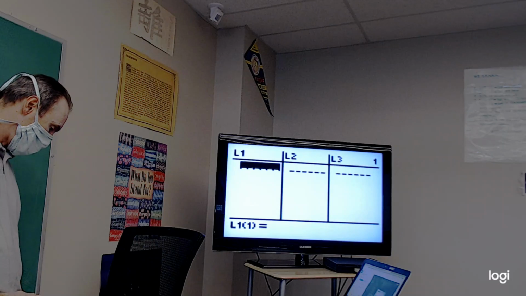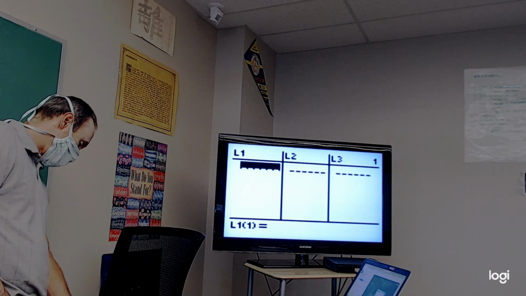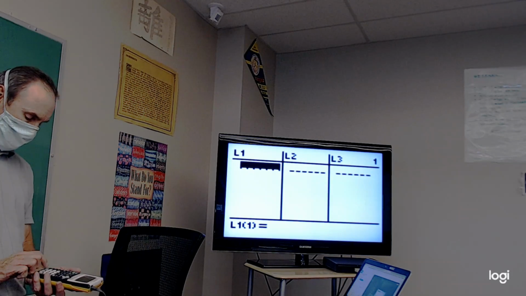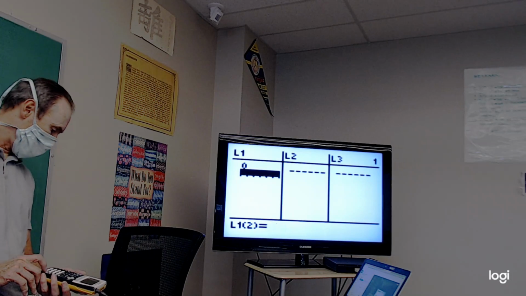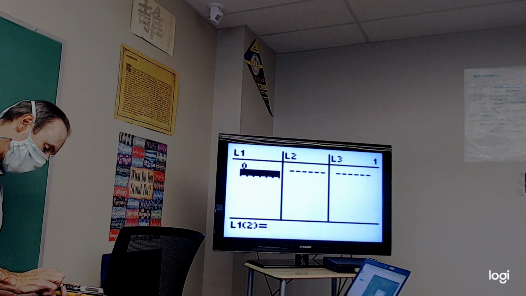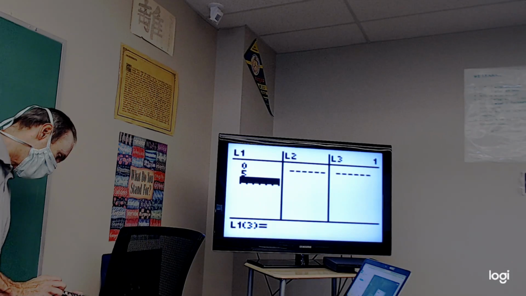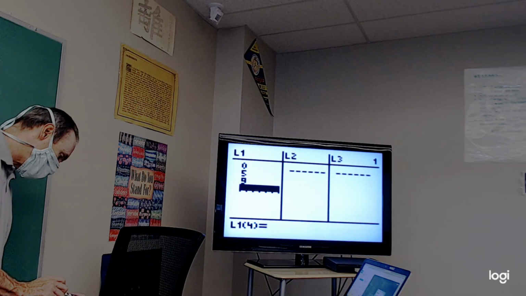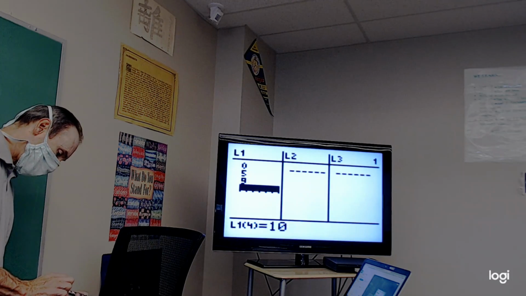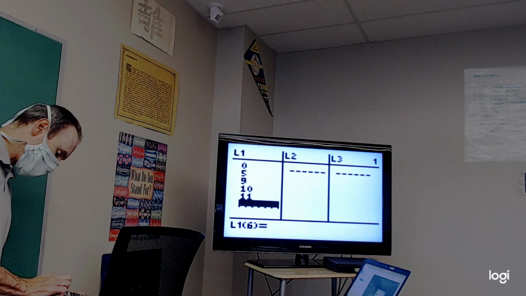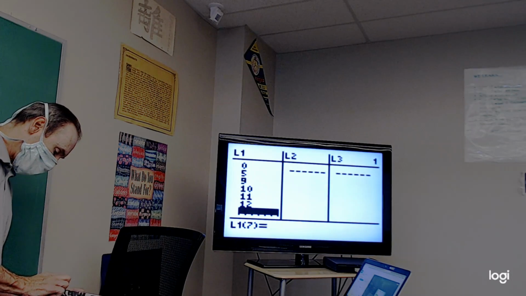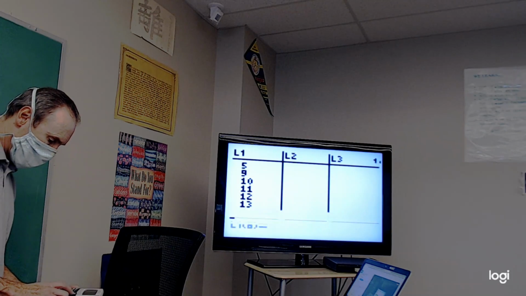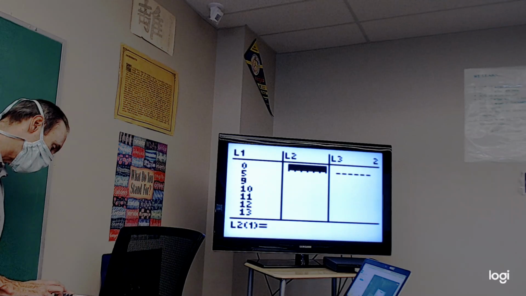So 1990 is going to be our first one. Should we just call that time 0? So that's your 0, and hit enter. Then we have 1995, so we'll call that 5. 1999 is going to be 9, 2000 is going to be 10, 2001 is 11, 2002 is 12, 2003 is 13. And we'll right arrow to the second column, L2, and we're going to put in those numbers.